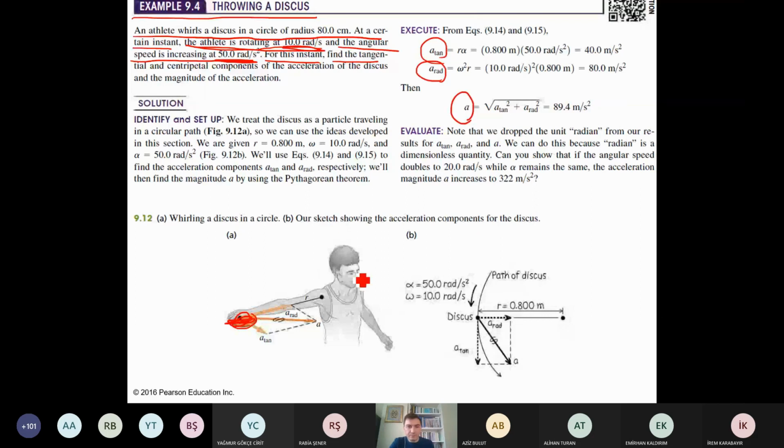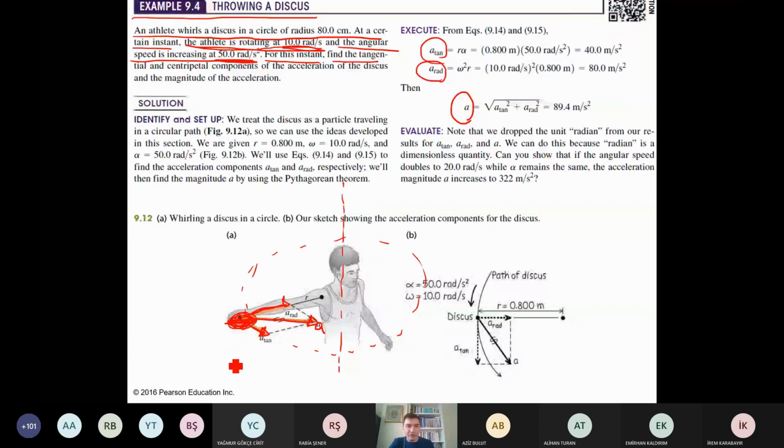Now look at the question. Let's consider that this is the rotation axis, okay? And this discus is rotating along this circular path. Okay, so it is speeding up. So then there is a tangential acceleration. It is circular motion, so we have here a radial acceleration, and here we have the acceleration of the discus. So if you know a tangential and a radial, then you can calculate the magnitude of a by using this expression.